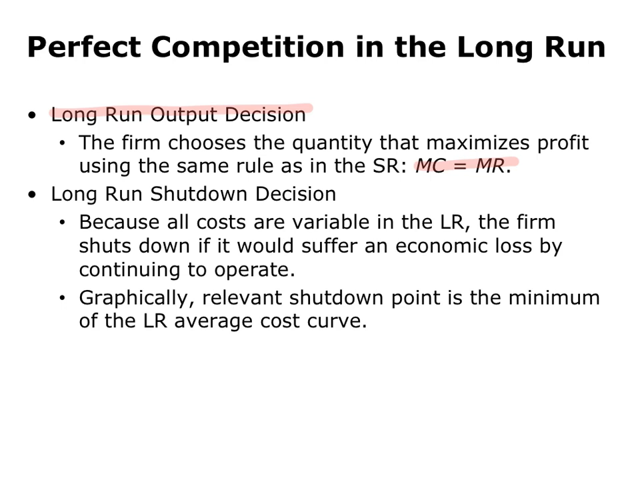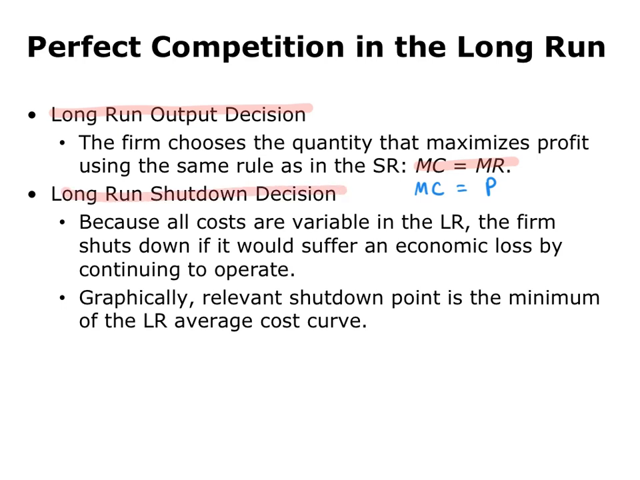Remember that in perfect competition, marginal revenue is price. Therefore, if the firm is going to stay open, it will produce the quantity at which price equals marginal cost. At this quantity, firms then determine whether to stay open or shut down.